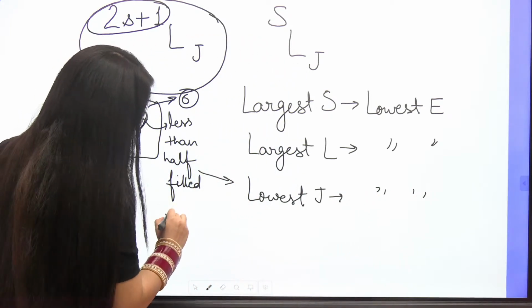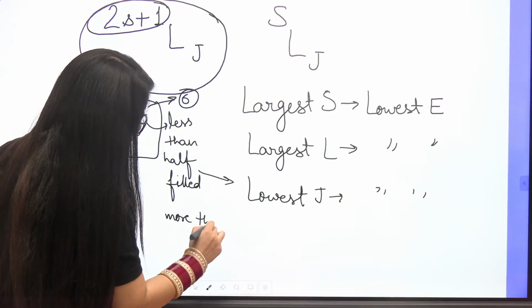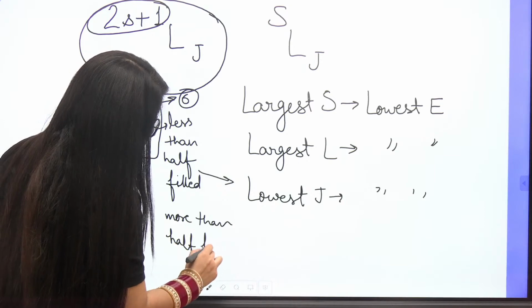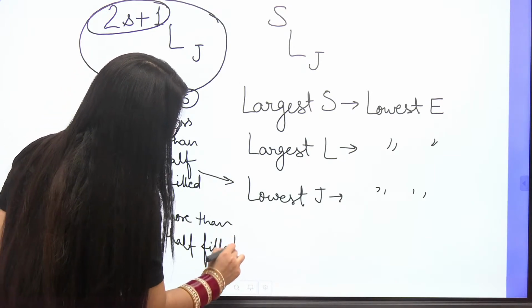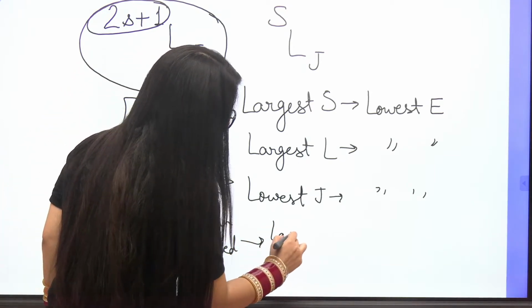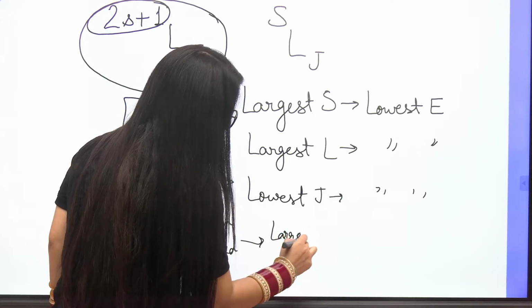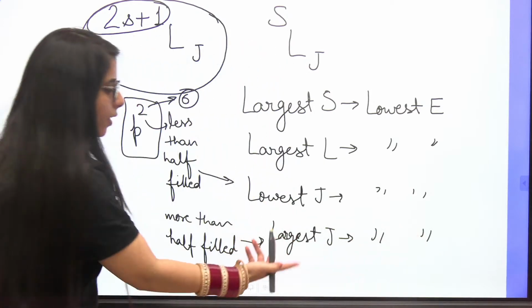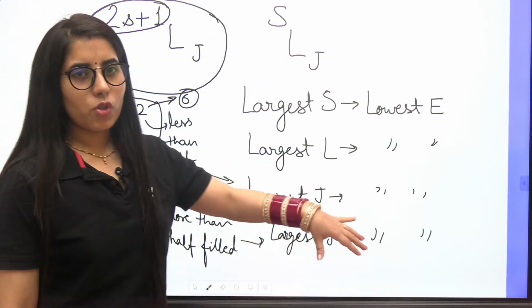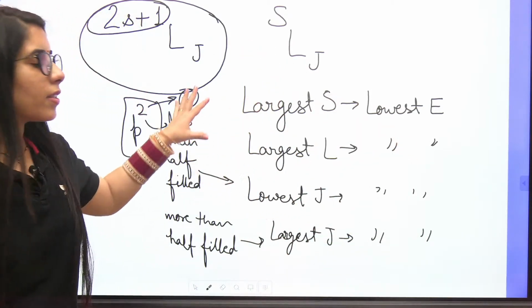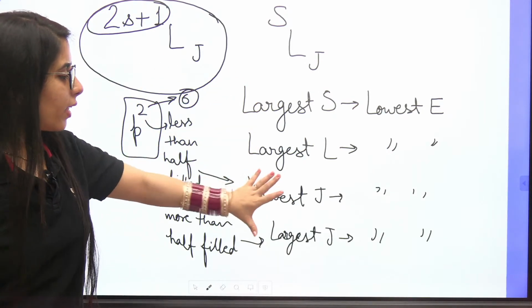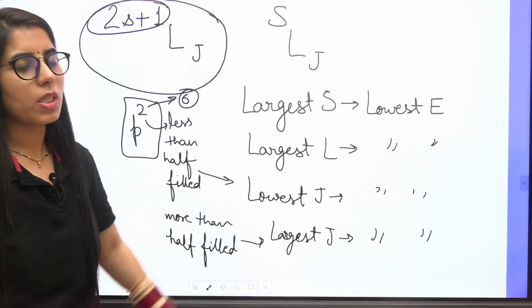But if it is the more than half filled case, then what will happen? In that case, the largest J value will have the lowest energy. So: more than half filled, largest J; less than half filled, lowest J, lowest energy. These are the statements as per Hund's rule. You have to follow them step by step: the first, second, and the third one, the two statements which are there.